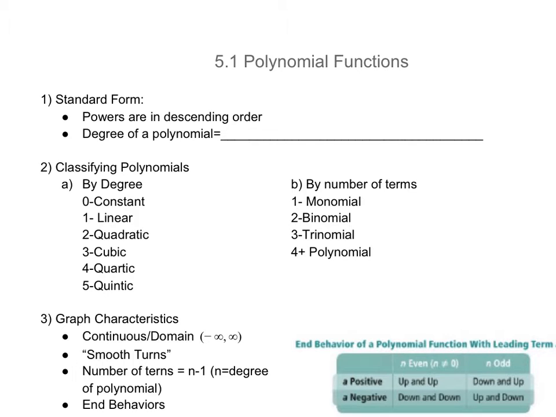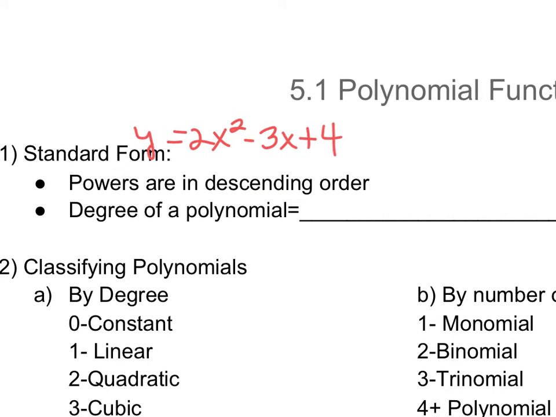So first, let's talk about standard form of a polynomial. Your standard form is whenever the powers are in descending order. For example, you have like 2x squared minus 3x plus 4, and I'll say y equals. So that would be a polynomial with the powers in descending order. And if you forgot what a power is, that's your exponents. So the degree of the polynomial is your largest power on the variable. So for the one that I gave you, the degree of that polynomial would be the second degree. Okay.